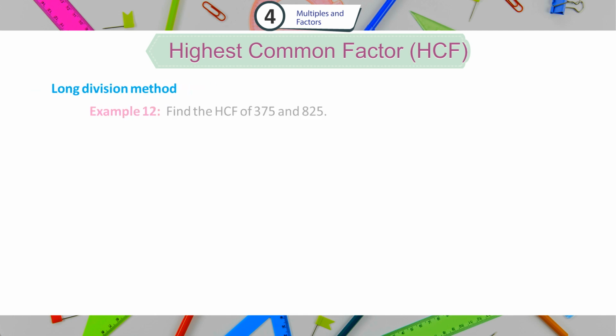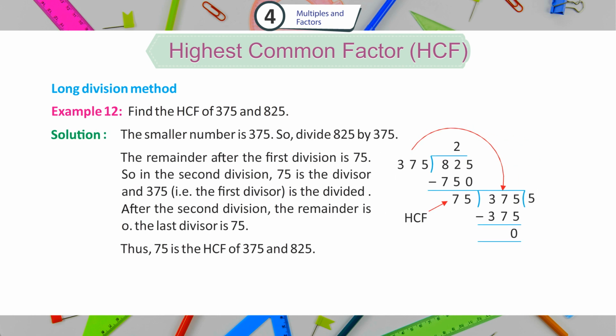Long division method. Example 12. Find the HCF of 375 and 825. Solution. The smaller number is 375, so divide 825 by 375. The remainder after the first division is 75, so in the second division, 75 is the divisor and 375, that is the first divisor, is the dividend. After the second division, the remainder is 0. The last divisor is 75. Thus 75 is the HCF of 375 and 825.